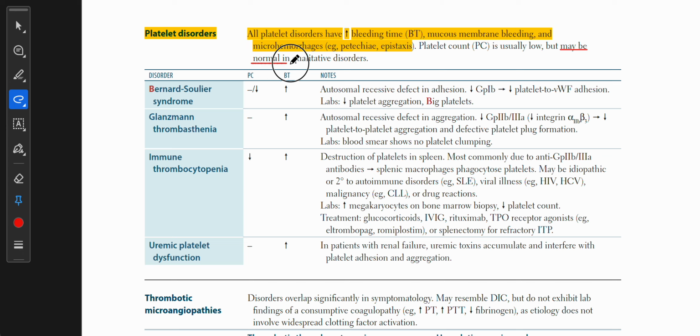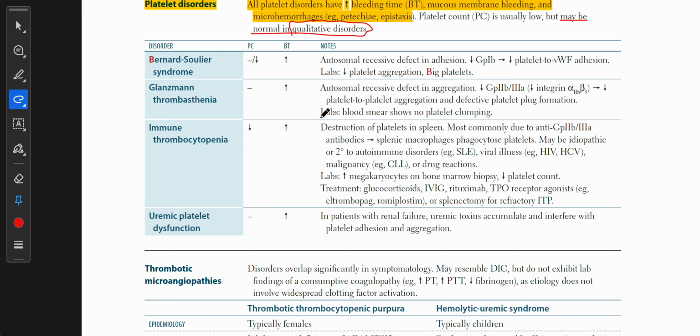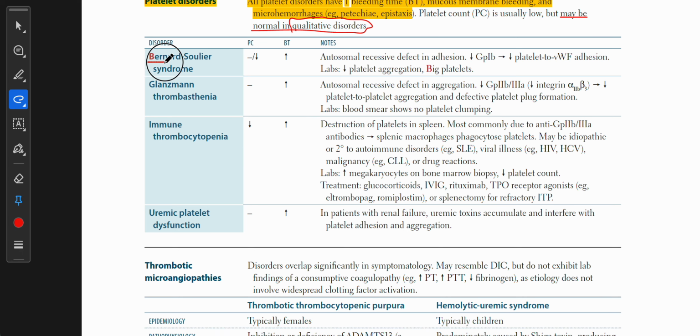Qualitative disorders are actually the structural disorders of platelets, like how they form and how they act. In those disorders, platelet count can be normal, right? So the disorders include Bernard-Soulier syndrome, Glanzmann thrombasthenia, immune thrombocytopenia, and uremic platelet dysfunction.